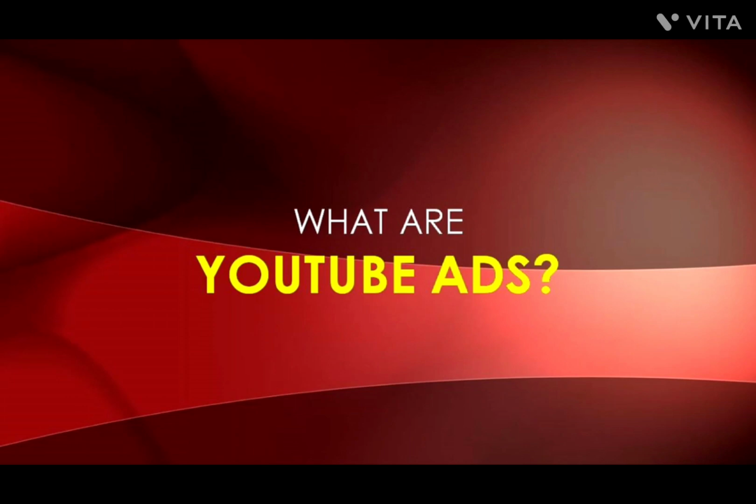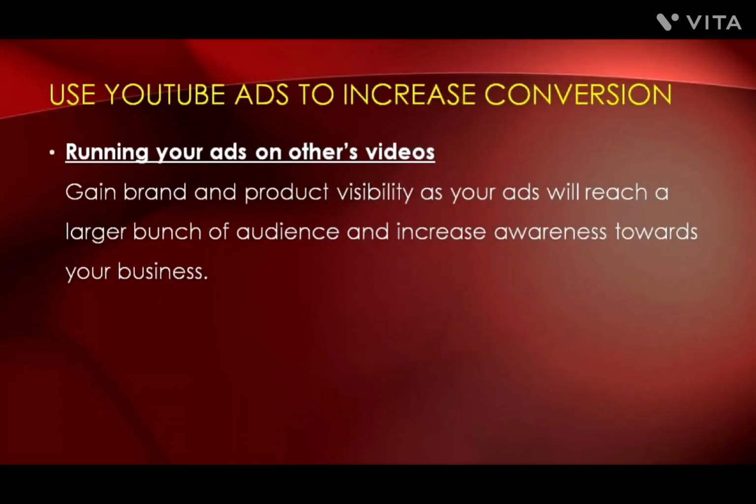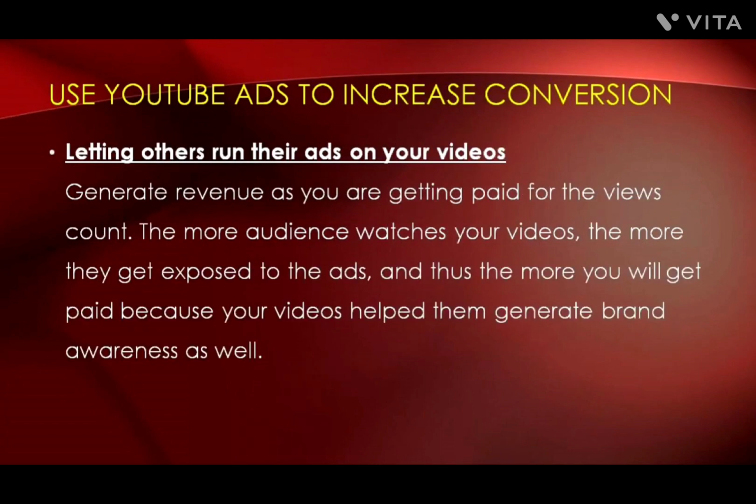YouTube ads enables two choices: to run your ads on others' videos or to let others run their ads on your videos. By running your ads on others' videos, you'll be gaining brand and product visibility, as your ads will reach a larger bunch of audience and increase awareness towards your business. On the other hand, letting others run their ads on your videos allows you to generate revenue as you're getting paid for the view count. The more audience that watches your videos, the more they get exposed to ads, and thus the more you'll get paid because your video has helped generate brand awareness for others.